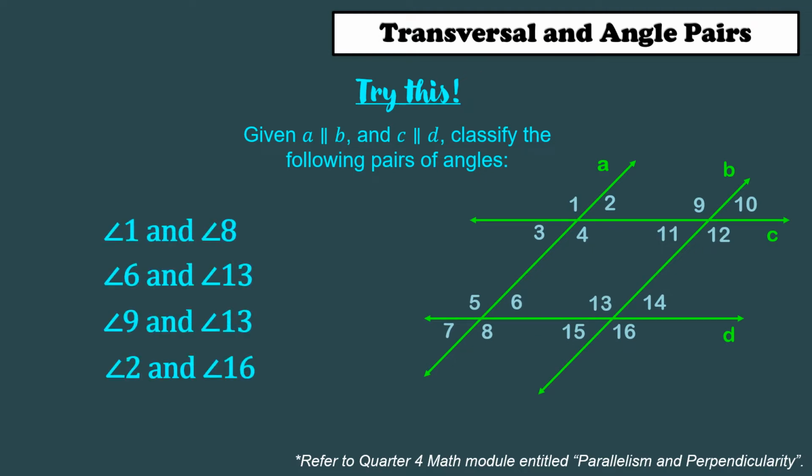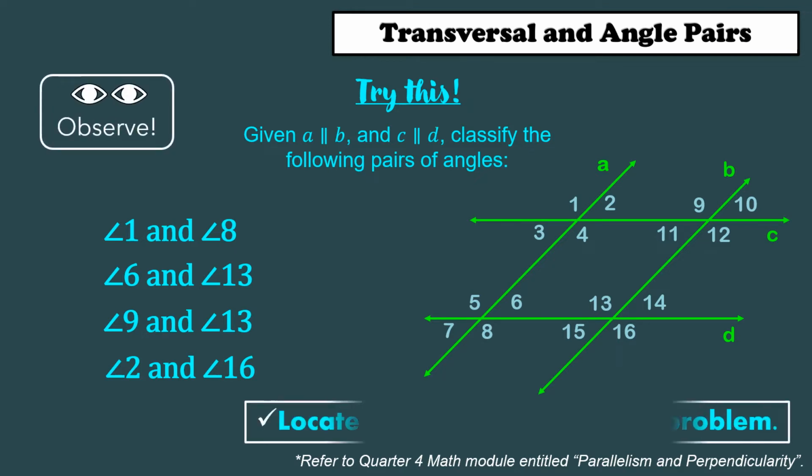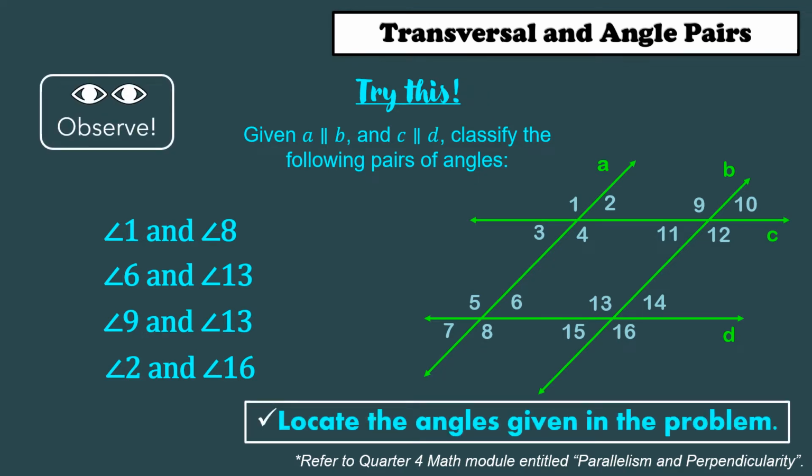We begin by observing the figure. Locating the angles that are given in the problem will be helpful in classifying them. We have angle 1 and angle 8, angle 6 and angle 13. Since angle 13 is already identified, then we locate angle 9, and finally angle 2 and angle 16.